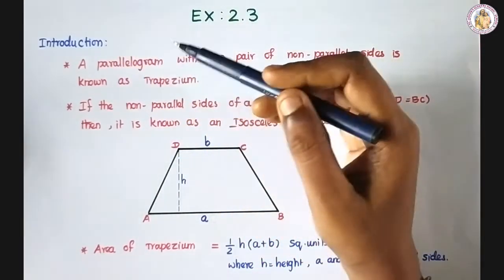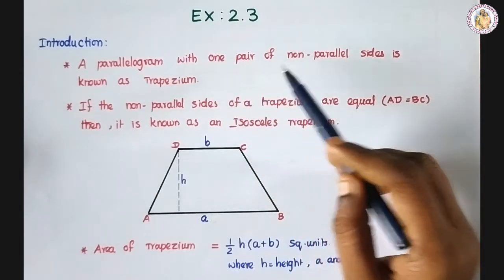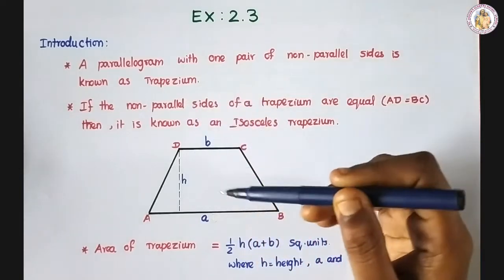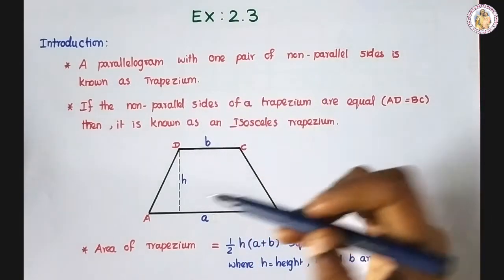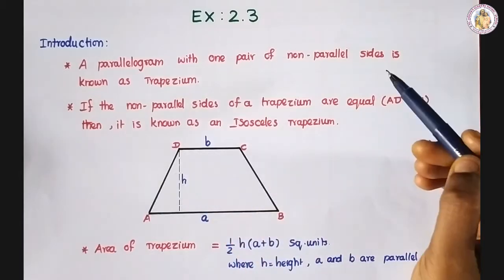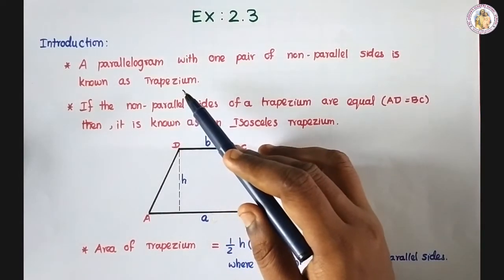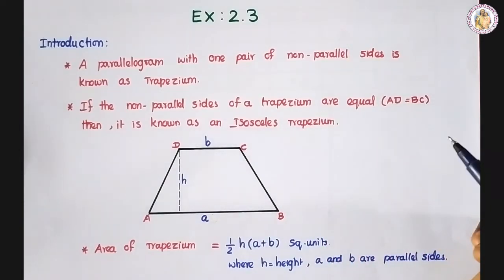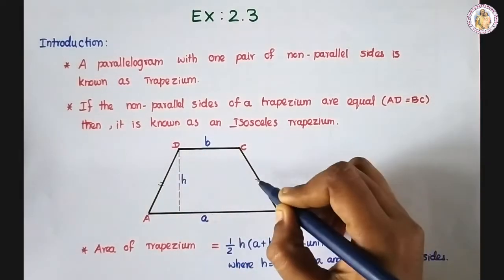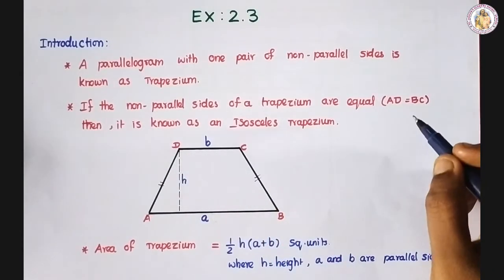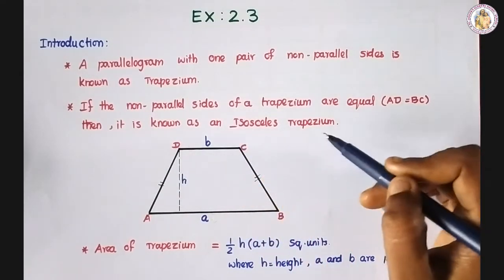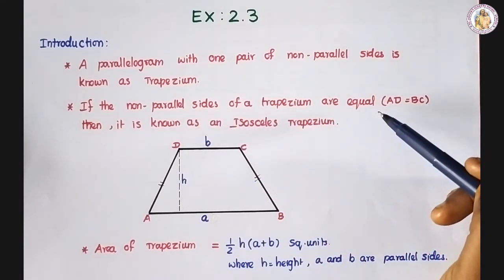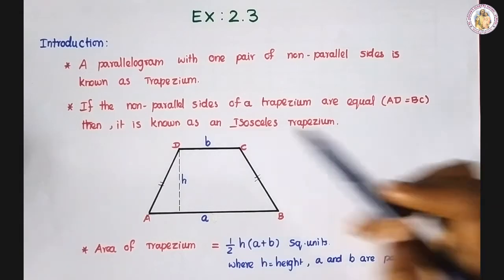Trapezium. A quadrilateral with one pair of parallel sides is known as trapezium. If the non-parallel sides of a trapezium are equal, here AD and BC equal, then it is known as isosceles trapezium.